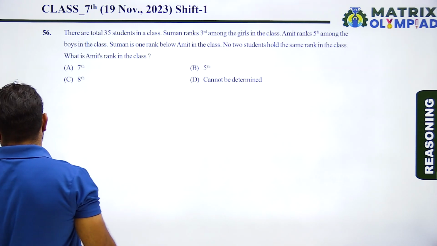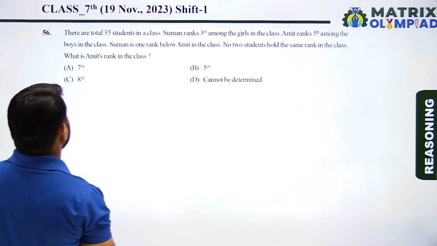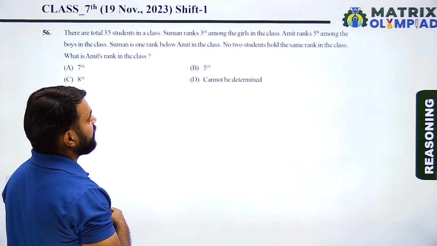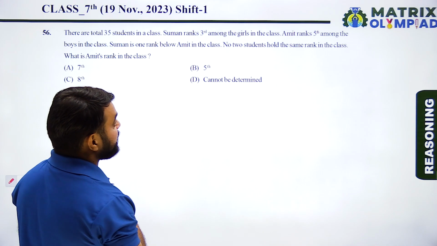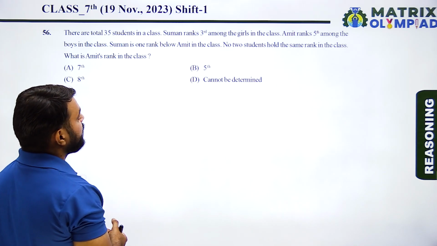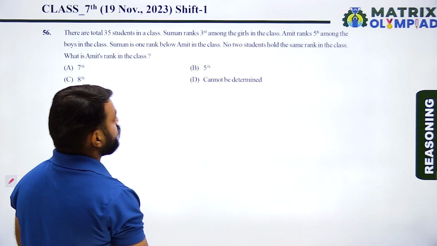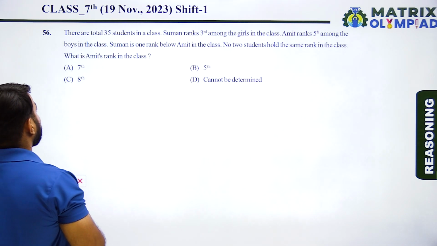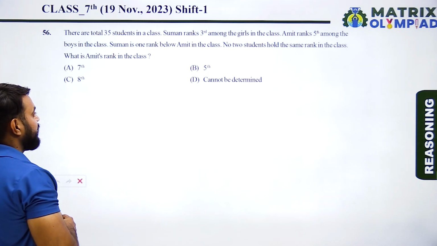So next question is question number 56. There are total 35 students in a class. Suman ranks 3rd among the girls in the class. Amit ranks 5th among the boys in the class. Suman is 1 rank below Amit in the class. No 2 students hold the same rank in the class. So what is Amit's rank in the class?